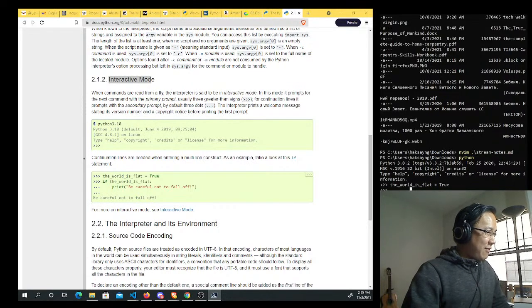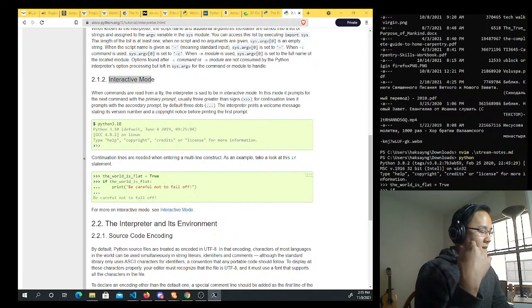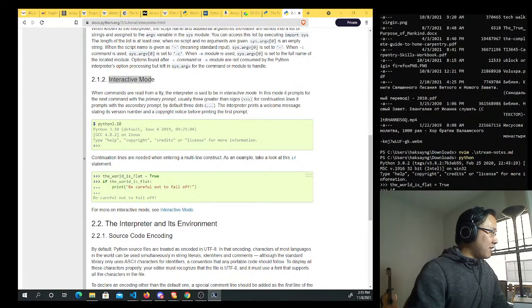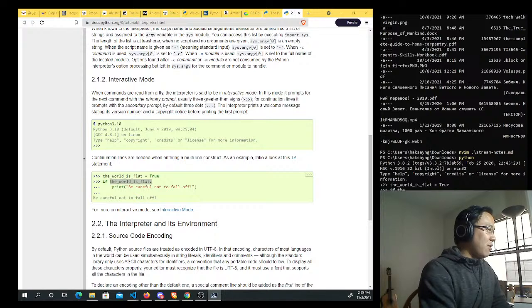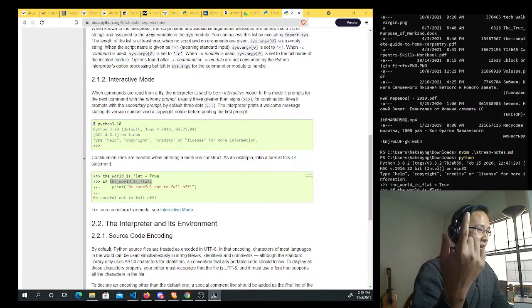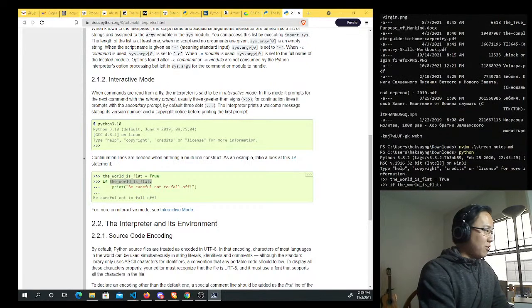Okay, so we made a variable called the_world_is_flat, and we set the value to True. And then it shows you how to make a little conditional statement here. So if, and then the name of the variable, and when the statement is evaluated, if it is true, then we'll do this operation. Be careful not to crash into the ice wall.